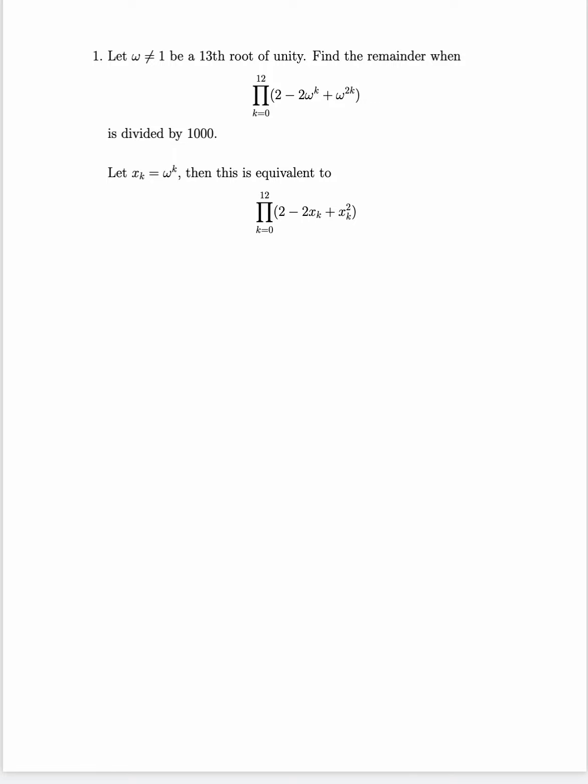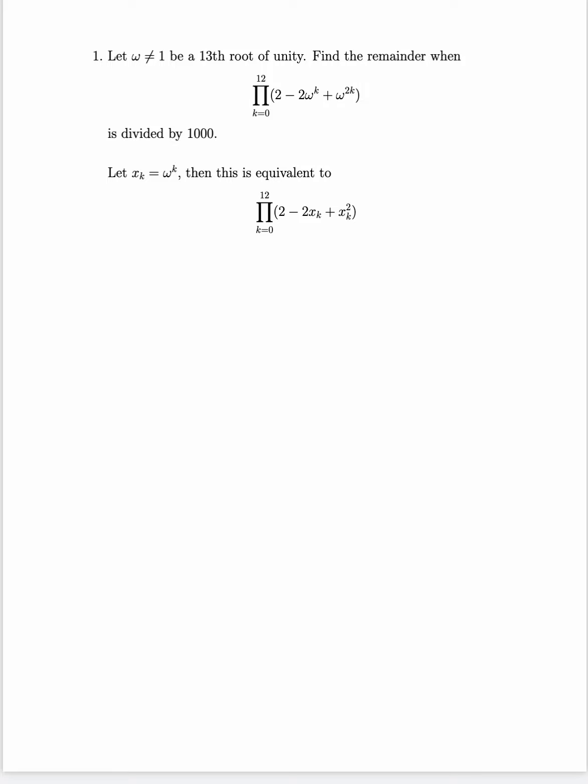Well, we can factor the inside thing, right? We can try to find its roots, or we can complete the square to see whether we can factor this a little bit. So we see x to the k squared minus 2x to the k plus 2. We have a quadratic, y squared minus 2y plus 2, that's equal to y minus 1 squared plus 1.